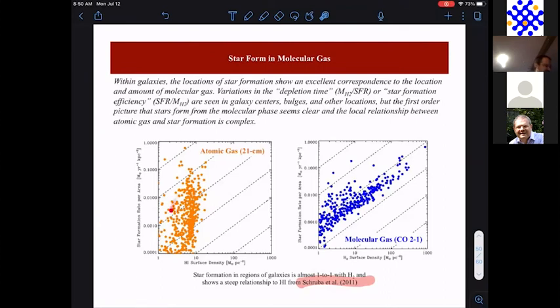By contrast, if you look at the correlation between the HI and the star formation activity per unit area, what you see is a very weak relationship in the interior parts of galaxies. So this is just the zoomed out version of saying we watch stars forming in molecular clouds in the Milky Way and the nearest galaxies. And as far as we can tell, stars form in molecular gas.